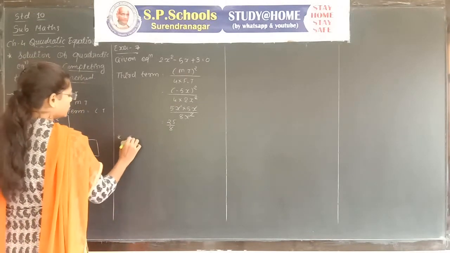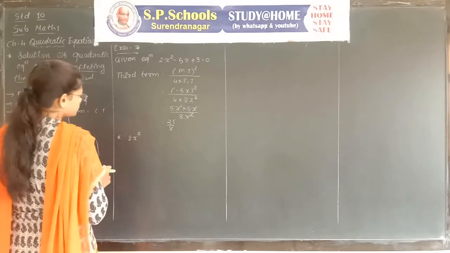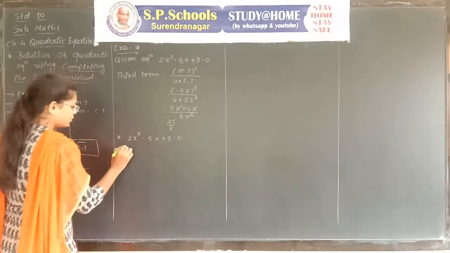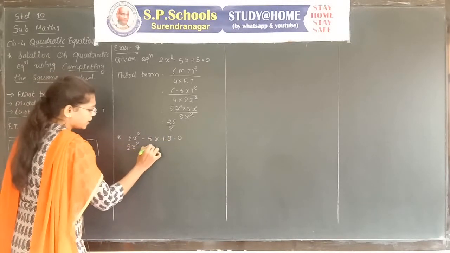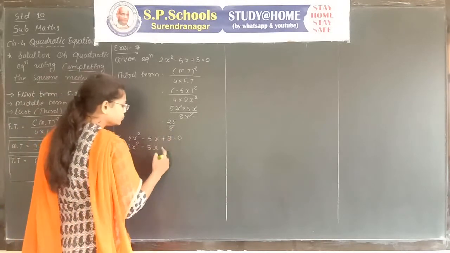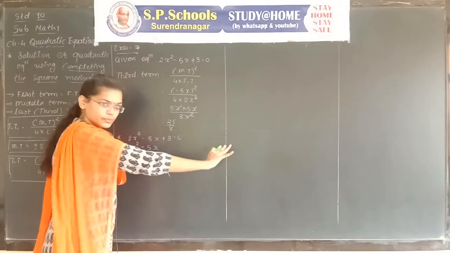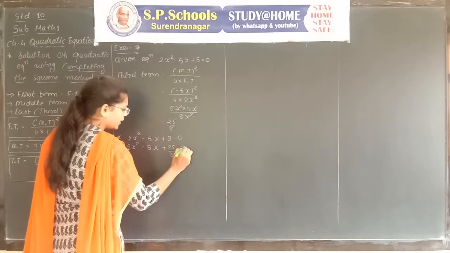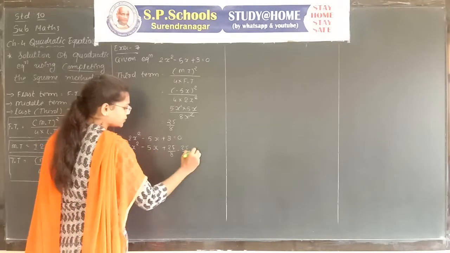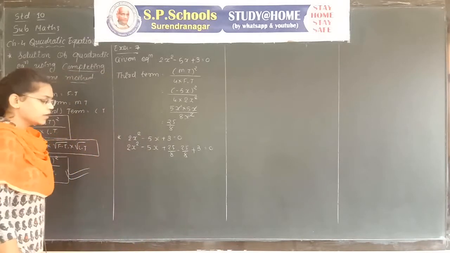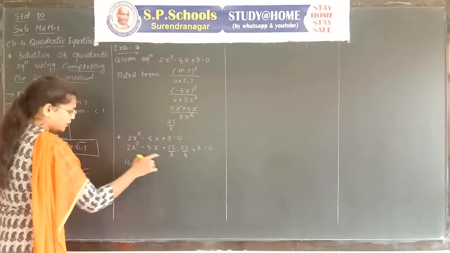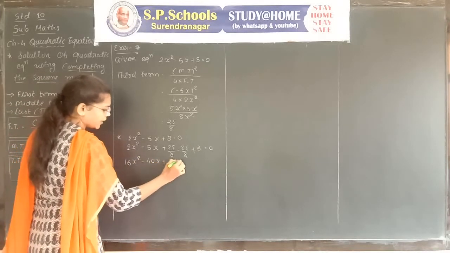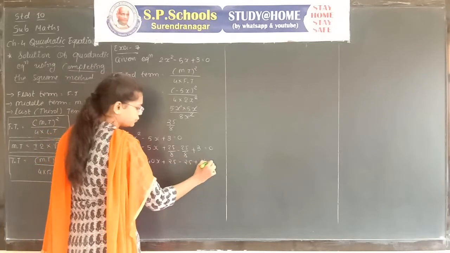Now start from the given equation: 2x square minus 5x plus 3 is equal to 0. The first two terms are as they are. Put the new third term, and the old third term at the fifth step: 25 upon 8 plus and 25 upon 8 minus. Plus 3 remains as it is, equal to 0. Now take the LCM first. 8 twos are 16x square minus 8 fives are 40x plus 25 minus 25 plus 24 is equal to 0.